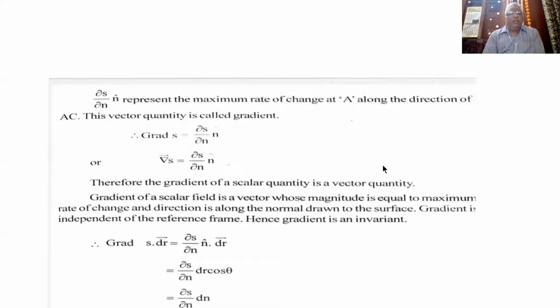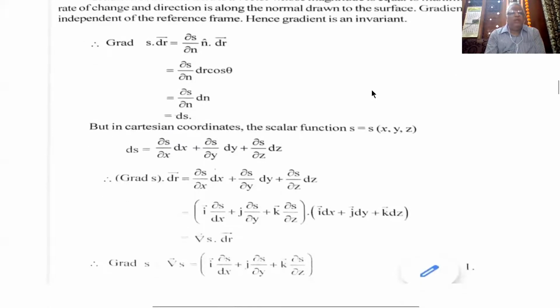From this, we can tell that the gradient of a scalar field is a vector whose magnitude is equal to the maximum rate of change and whose direction is along the normal to the surface. Gradient is independent of reference frame and is invariant. Grad S dot dr is equal to dou S by dou n into n hat dot dr, which is equal to dou S by dou n into dr cos theta, which is equal to dou S by dou n into dn.